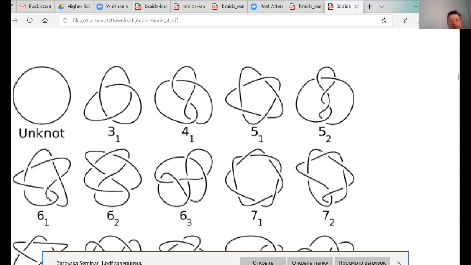The game will be to make a system of isotopies that proves that figure-8 knot is equivalent to its mirror image.